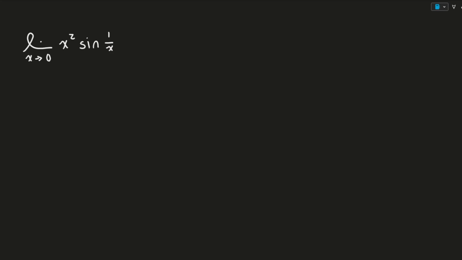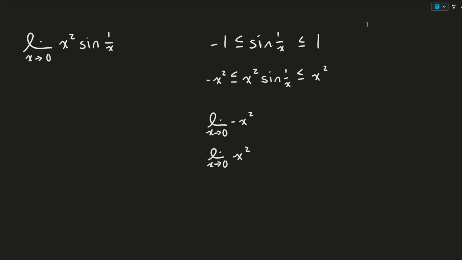So here's a problem we did in class. What's the limit of x squared sine 1 over x as x approaches 0? So first we have to turn this into an inequality. So what do we know about sine of x? Well, no matter what the value of x is in sine 1 over x, we know it's always going to be between -1 and 1. It follows that this inequality is true too.